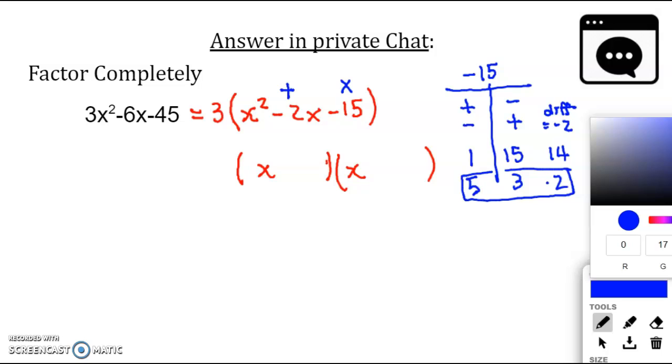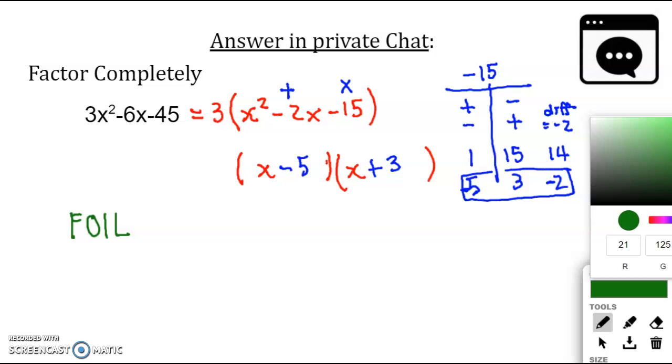Except I want negative 2. That means I need the bigger number to be negative. So it's going to be negative 5 and plus 3. Okay, so this is my factored form. Now again, as usual, you should always multiply back using either FOIL or area model.